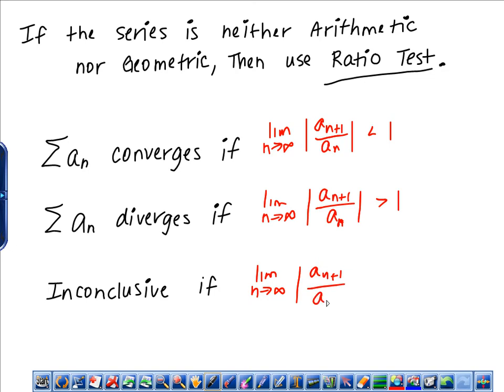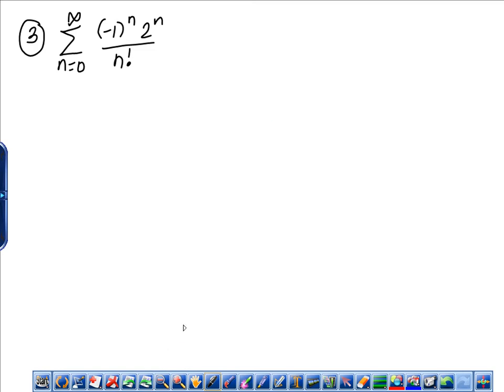So it's possible that this limit could equal 1, and in reality it could be a converge situation or a diverge situation. You won't know. There are other tests. Today we're only learning about this ratio test, so for today, some of these we just won't be able to do.